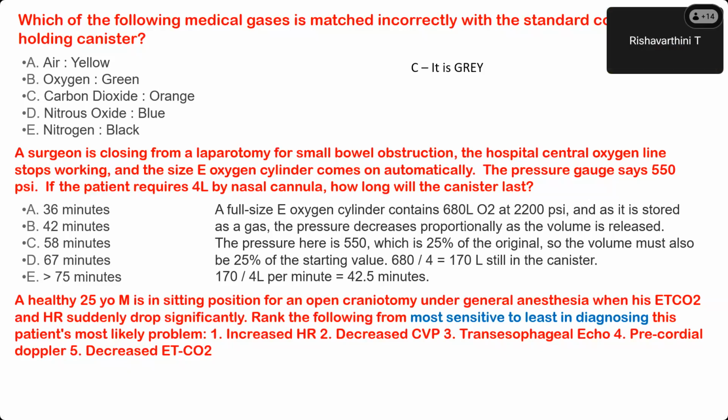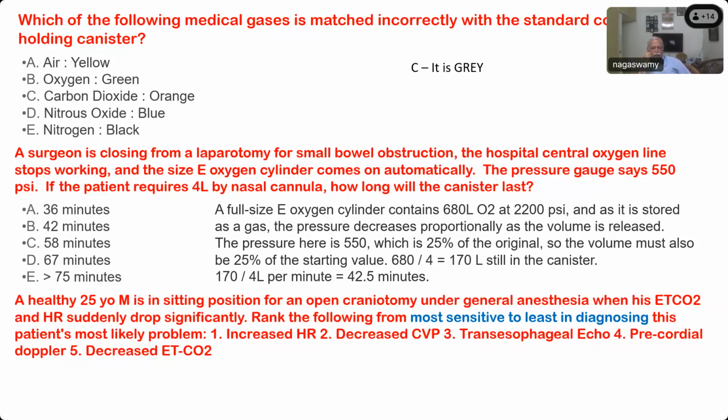But what is the first? Transesophageal echo, sir. No, no, please read the question properly. There are 5 things that are given, which are being taken as monitoring things. One is the heart rate, second is the CVP, third is transesophageal echo, fourth is precordial Doppler, fifth is EtCO2. These 5 parameters are being monitored. Now, which one will be the most sensitive and which one will be the least sensitive? That you have to put in an order. That is the question. Rank the following from most sensitive to least in diagnosing.